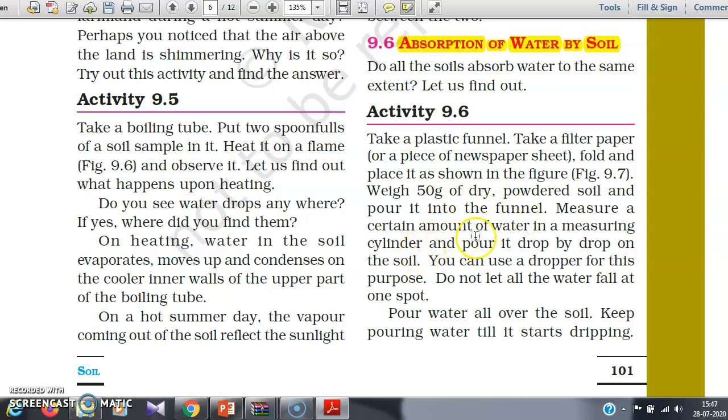Measure a certain amount of water in a measuring cylinder and pour it drop by drop on the soil. You can use a dropper for this purpose. Do not let all the water fall at one spot. Pour water all over the soil. Keep pouring water till it starts dripping.